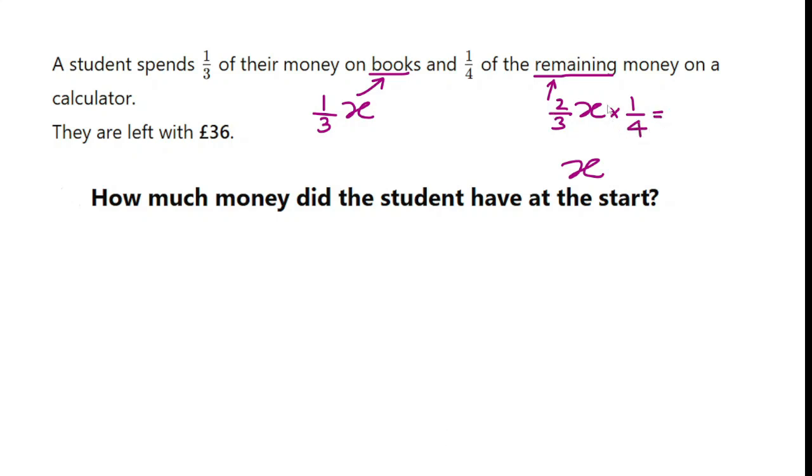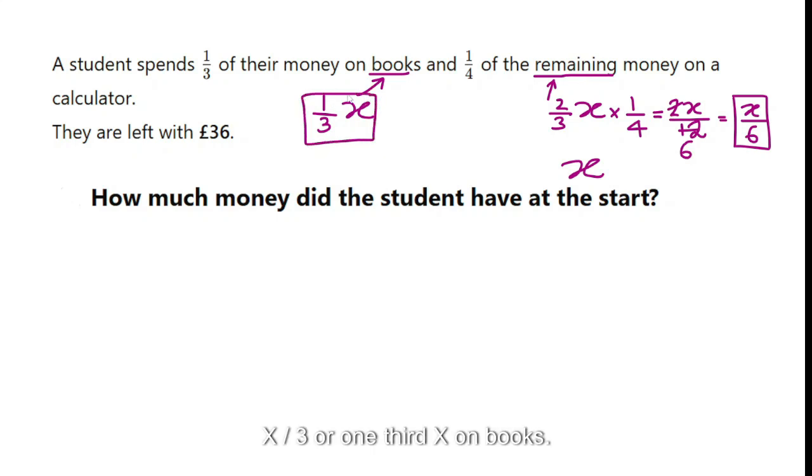So I get 2x over 3 times 4, which is 12, and I can simplify this further. It will be x over 6. So I know the student spent x over 6 on the calculator, and x over 3, or 1/3 x, on books.